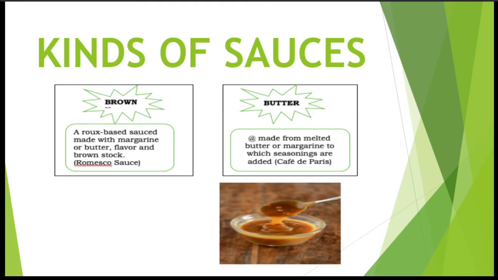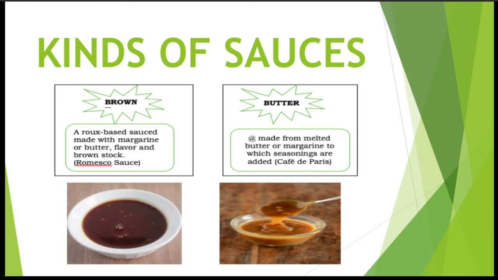For the kinds of sauces, we have the brown sauce. It's a roux paste sauce made with margarine or butter, flavor, and brown stock. An example is the romesco sauce. A butter is made from melted butter or margarine to which seasonings are added. Café de Paris is the sample. A savory butter has four basic sauces and has basic ingredients like butter that is creamed and blended with other ingredients to give individual flavor.